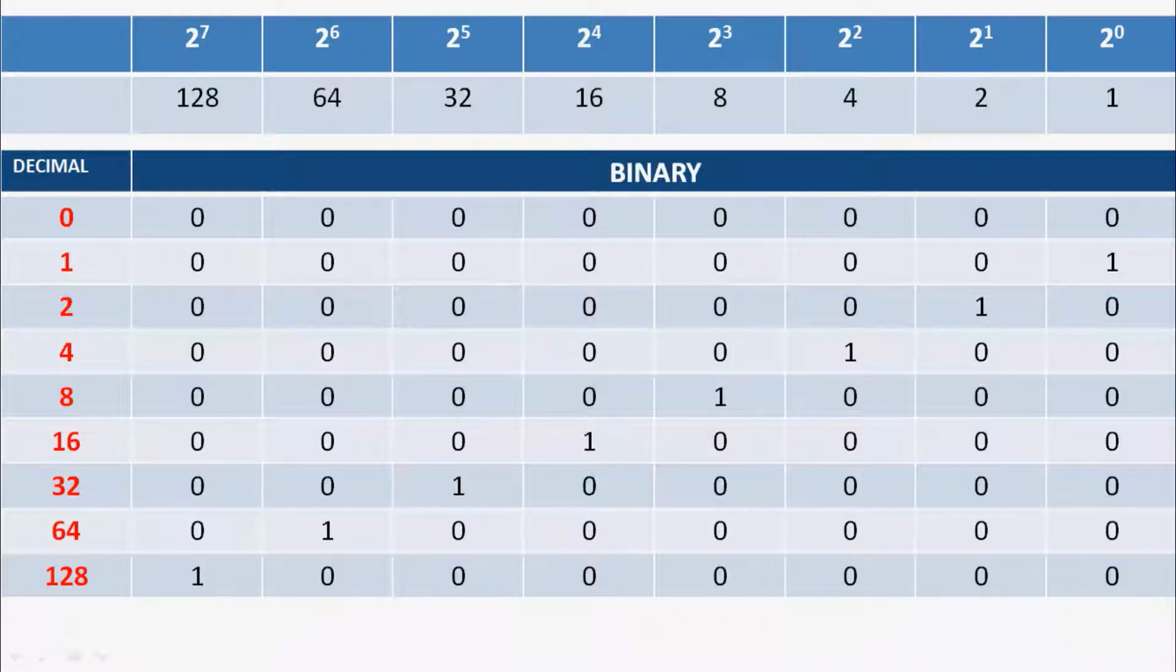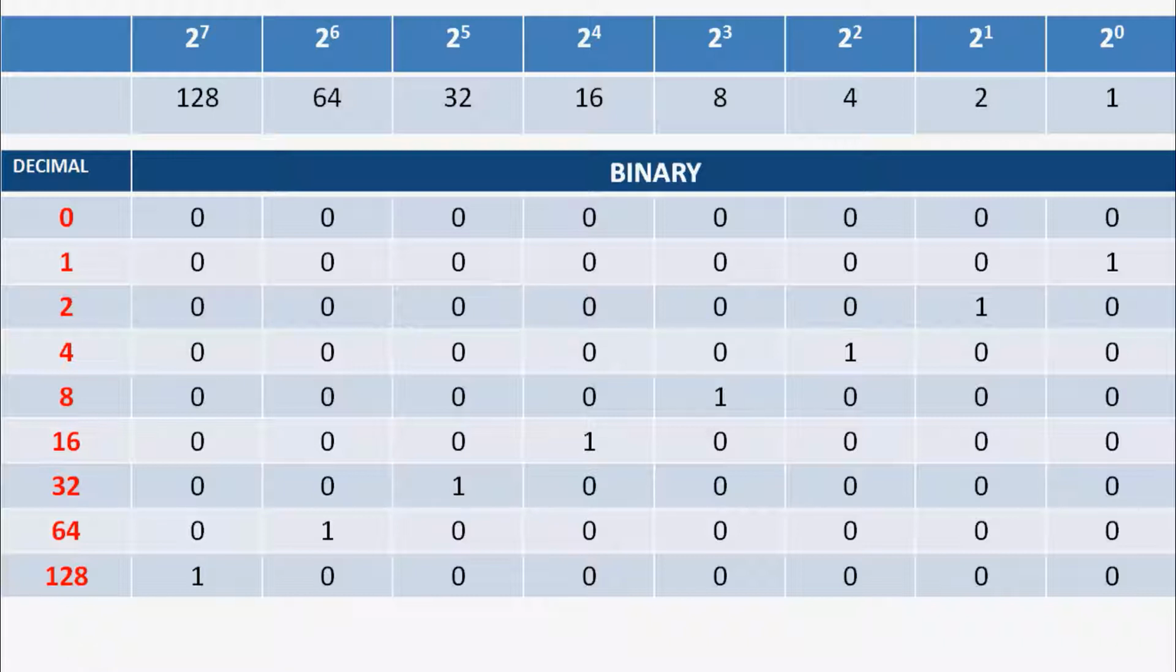Yes, finding the binary value of these decimal values is quite easy. In the above table, on the least significant side it starts from 2 to the power of 0, that is 1, and we can see the most significant bit 2 to the power of 7, that is 128.